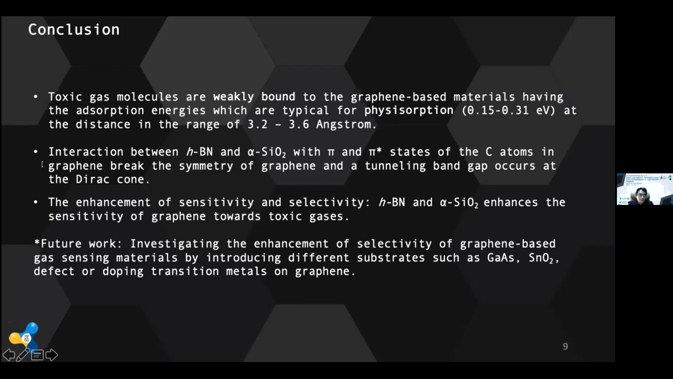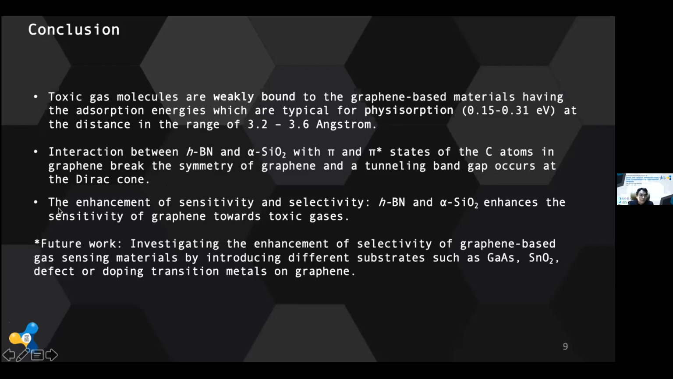The second conclusion is that the interaction between hexagonal boron nitride and graphene on silicon dioxide, with the p bonding and p antibonding states of the carbon atoms in graphene, breaks the symmetry of graphene, and a tunneling band gap occurs at the Dirac cone or Dirac point.